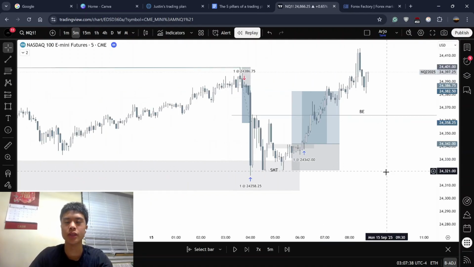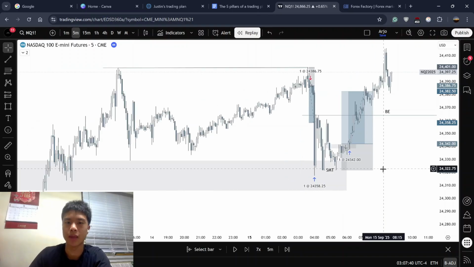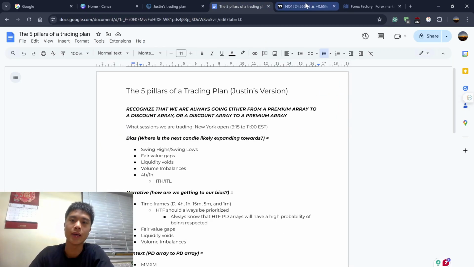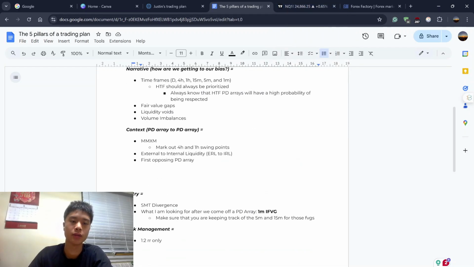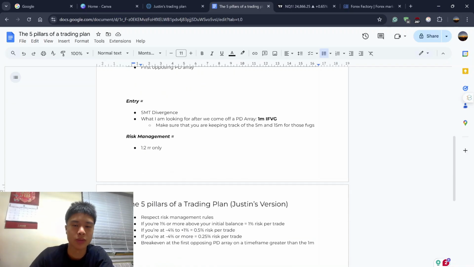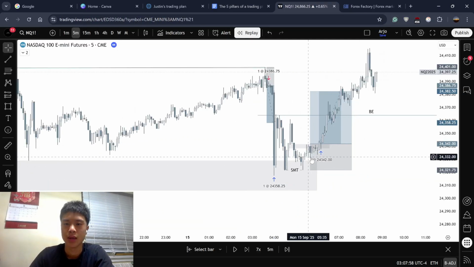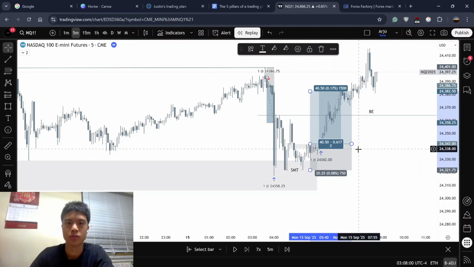So you can really see how effective this trading plan is just by using context, using a bias, using a narrative, using your entry, and using proper risk management. I know I didn't show really proper risk management here, but when I normally trade, I do have proper risk management. And I think that's pretty much it.